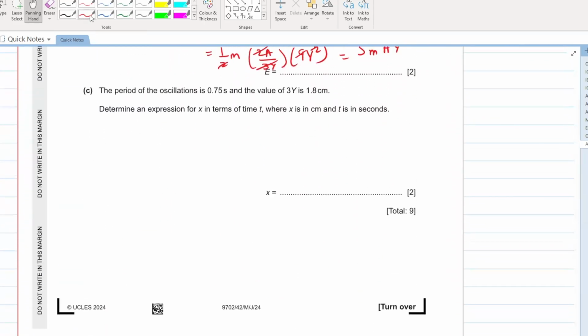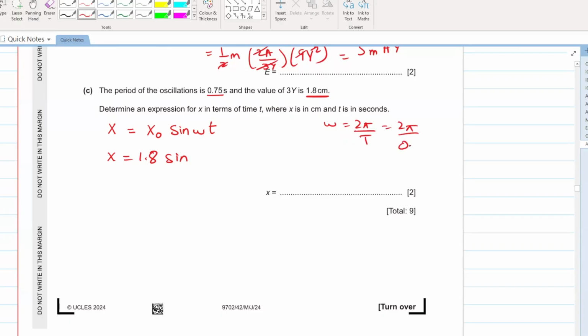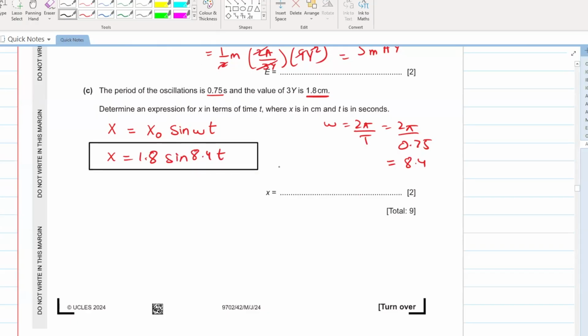How can we basically write an expression for displacement? Do you remember what the formula for displacement in simple harmonic motion was? x is equal to x naught sine wt. What is x naught? Your amplitude. Amplitude is 1.8. So x is equal to 1.8 sine. What will your w be equal to? w is equal to 2 pi over t. What is the time period? 0.75. Can I calculate w? Yes, w is 8.4. So 1.8 sine 8.4 t. This is your final equation for displacement. Did you understand?